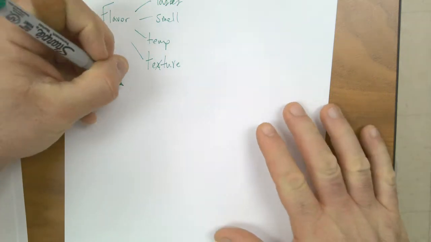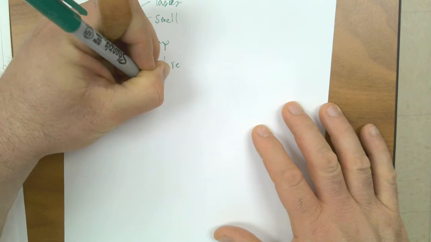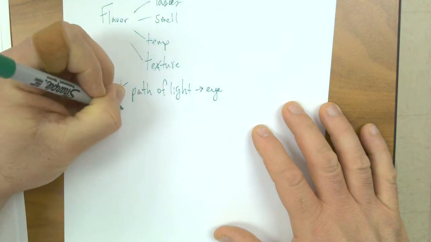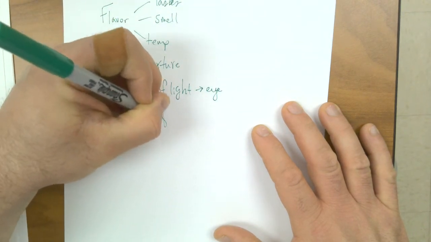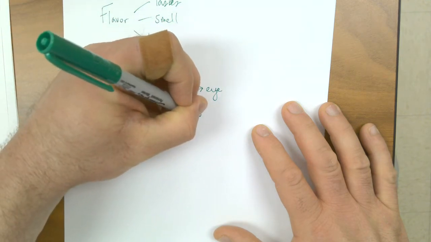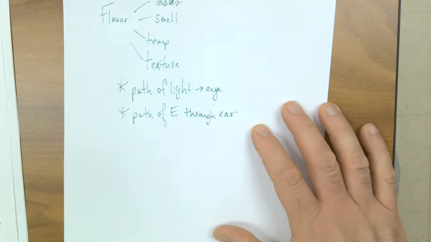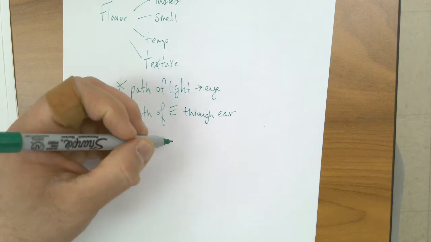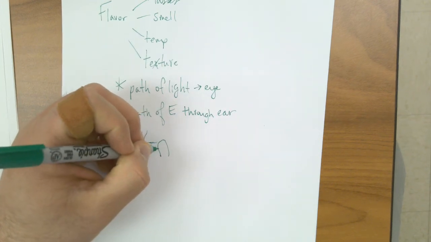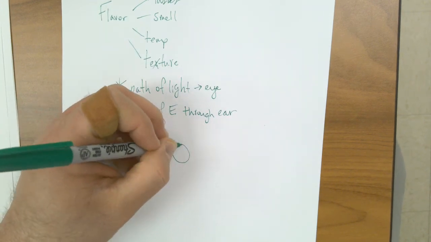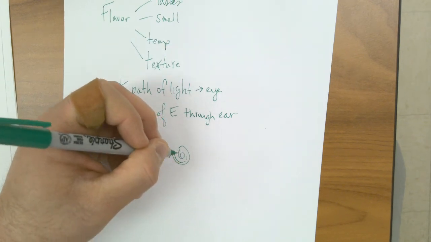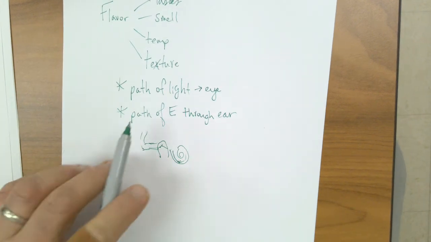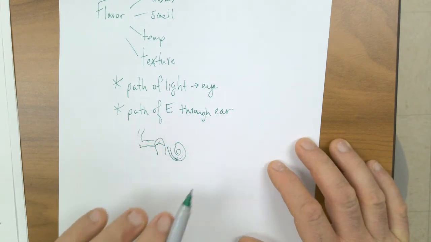All right, things to know. Make sure you review the path of light through the eye. Also, make sure you know the path of energy through the ear. You have the auricle or pinna, then the acoustic meatus or the ear canal, then you have the middle ear with the hammer, anvil, and stirrup. Then you have the cochlea and the endolymph within that cochlea. And then the waves of energy are detected in the organ of Corti. So you can just sort of review that stuff. Make sure you know the path of light through the eye and the path of energy through the ear.